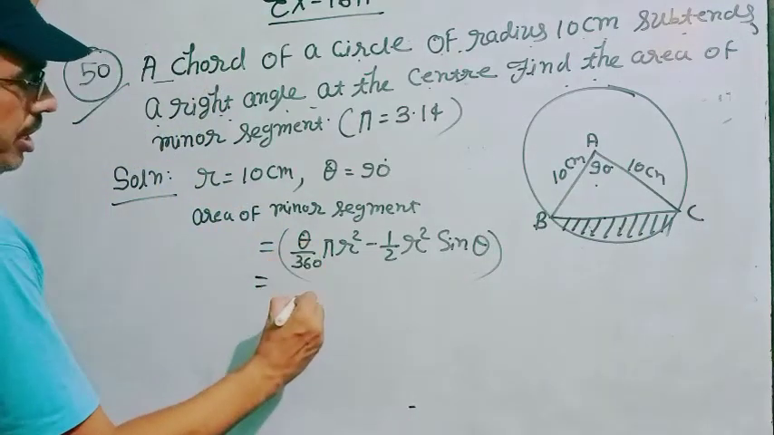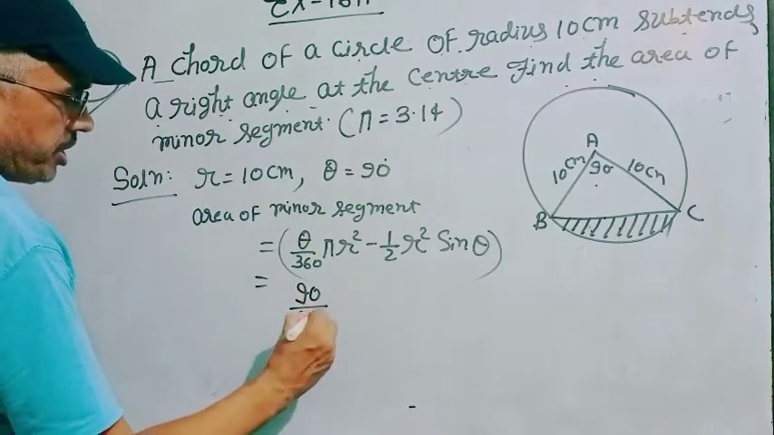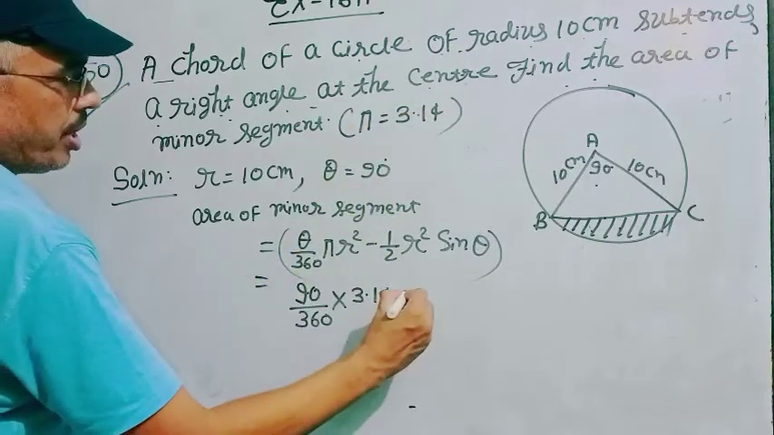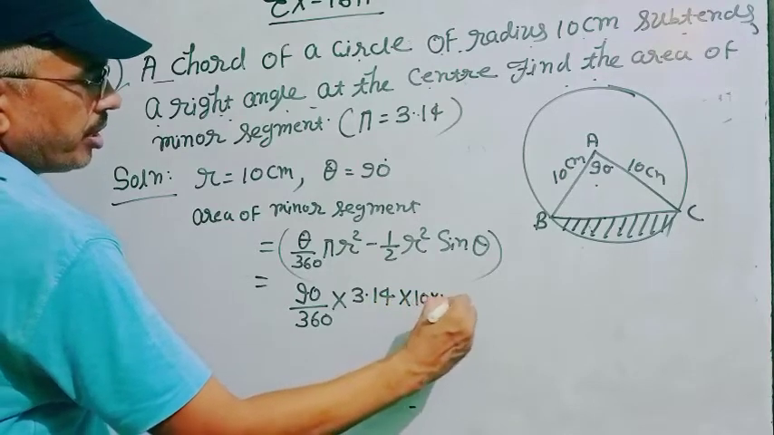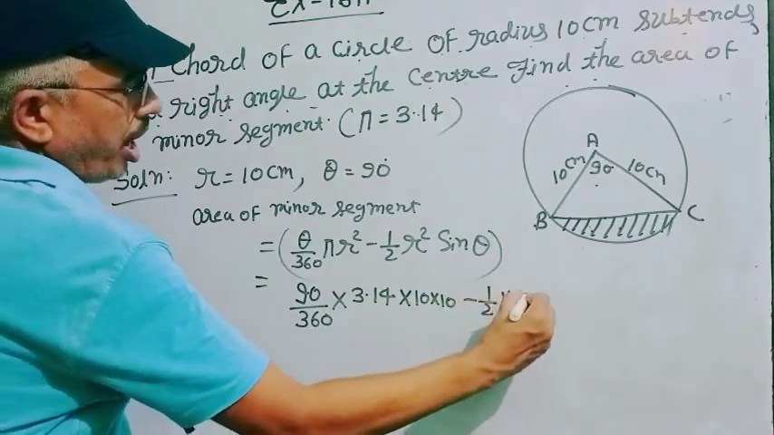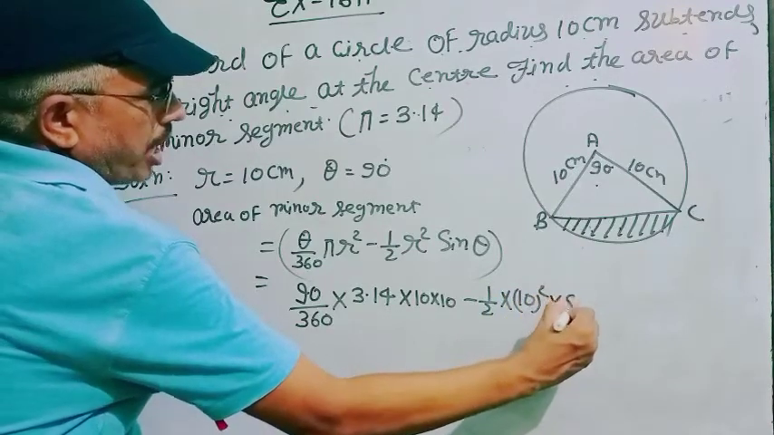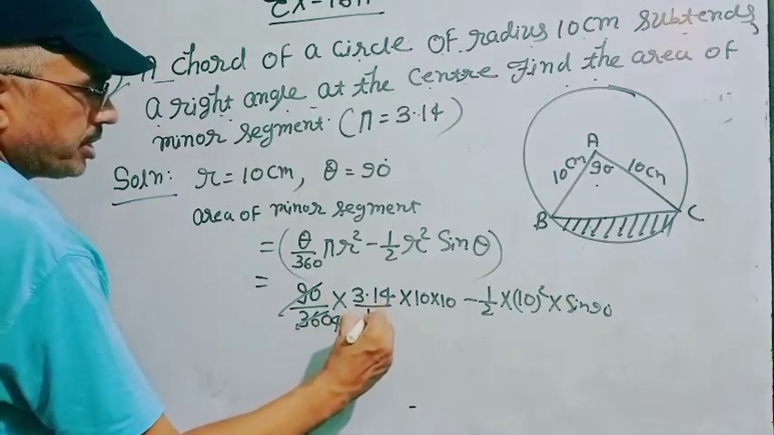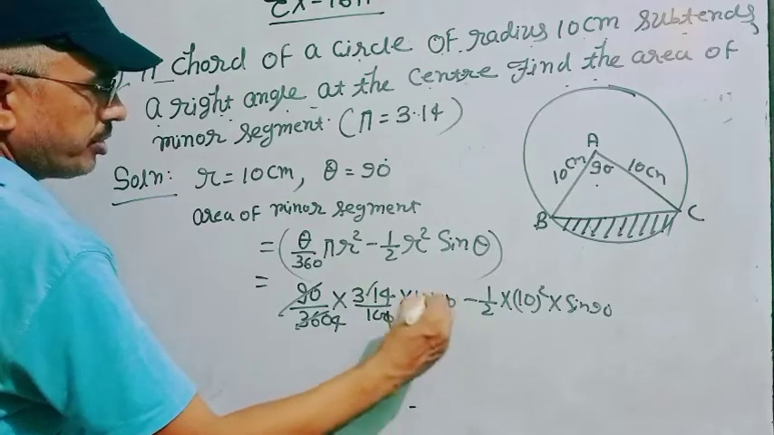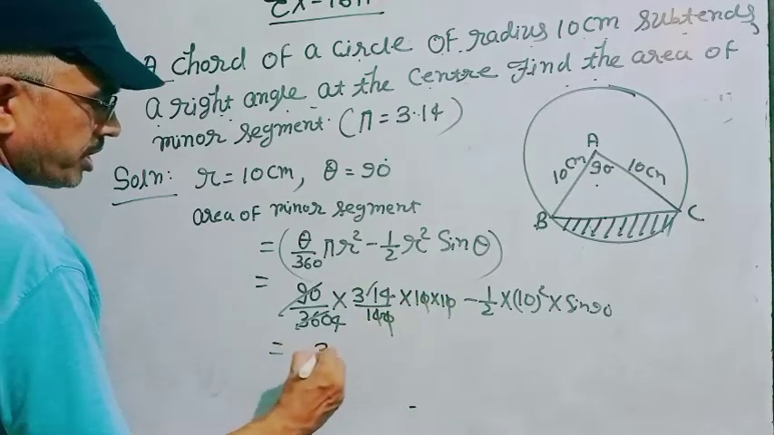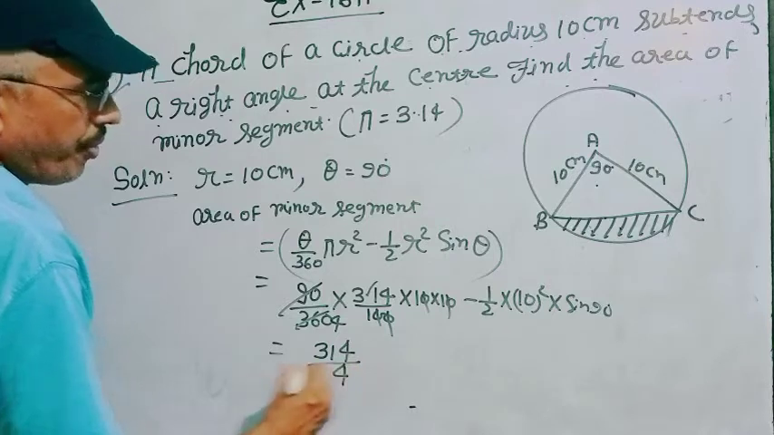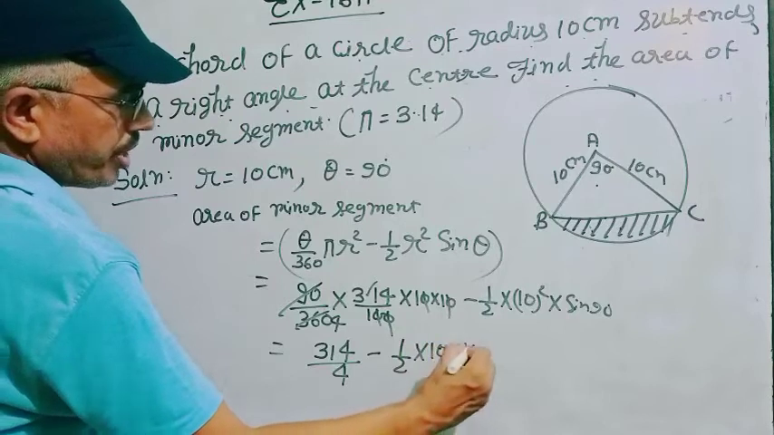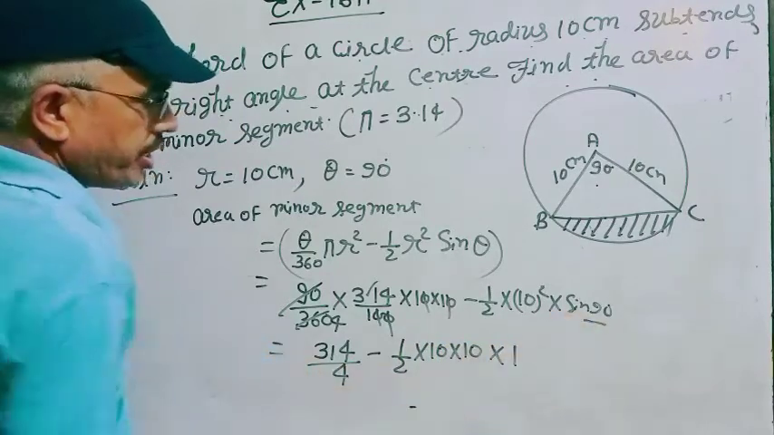So now what is theta? That is 90 by 360. Pi is given in your question, that is 3.14. R is 10 into 10, minus 1 by 2 r square, 10 square, into sin 90. Here 90 by 360 is 1 by 4, here is 100, then cancel this 0 and this 0. So your answer is 314 by 4 minus 1 by 2 into 10 into 10 and the value of sin 90 is 1.